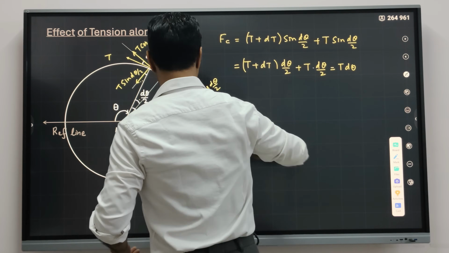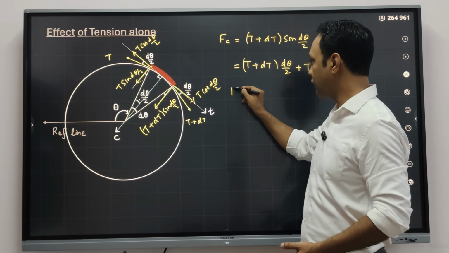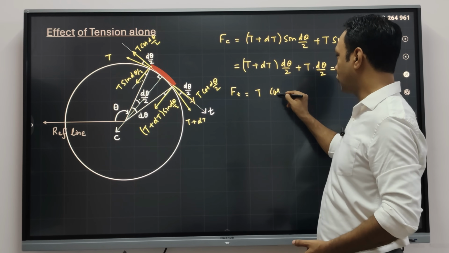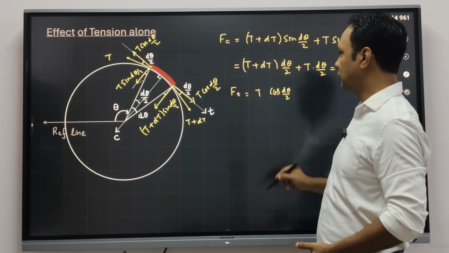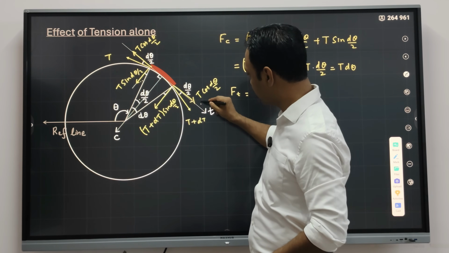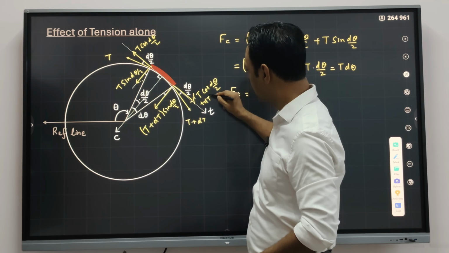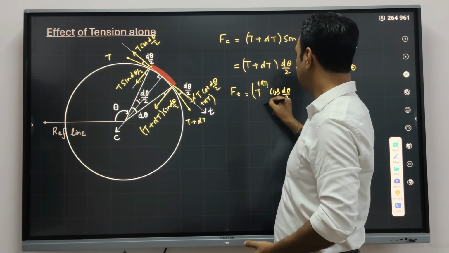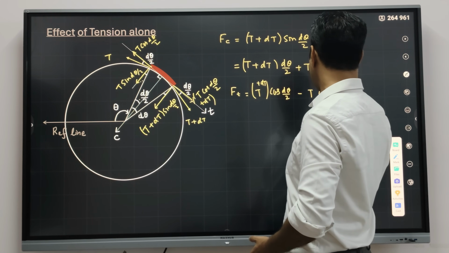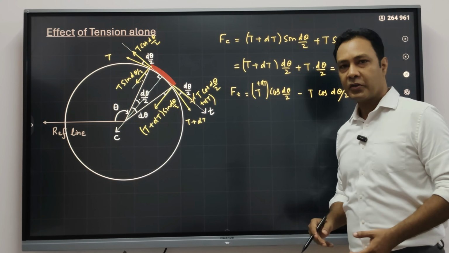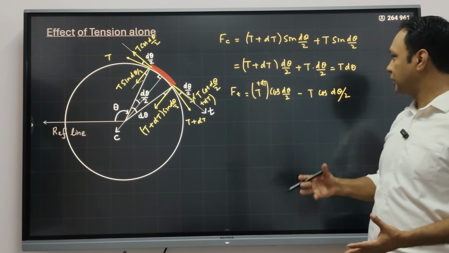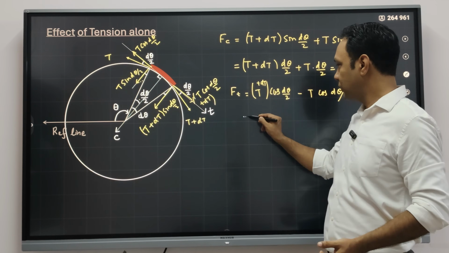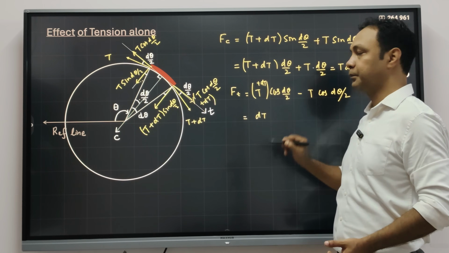Similarly, the resultant along the tangential direction, the net force along the tangential direction, is (T plus dT) cos d theta by 2 minus T cos d theta by 2. Again, d theta is very small, so cos theta would tend to 1. So this cos d theta by 2 is approximately 1. So their simplification will give me dT.